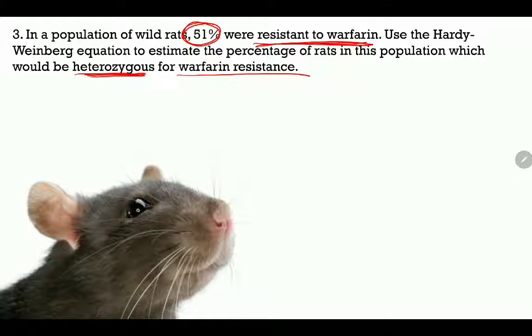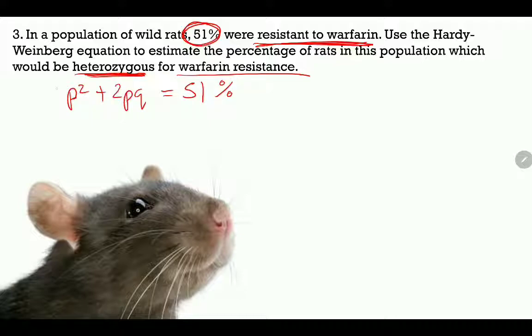So that must mean that it's a dominant allele. Remember, if we have a dominant allele, you only need one version of it for it to be displayed in the phenotype. So when we're thinking of our equation, P squared plus 2PQ is equal to 51%. P squared is homozygous dominant. They are resistant to warfarin, but so are the heterozygotes, because they've got one of the dominant alleles, so they are also resistant.